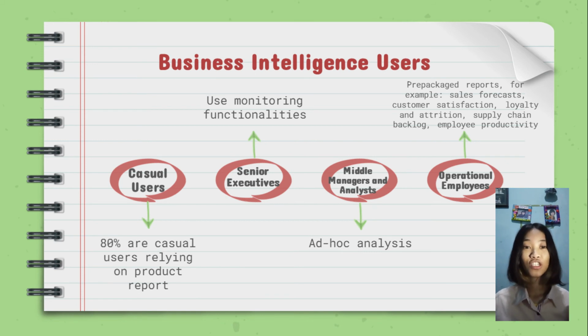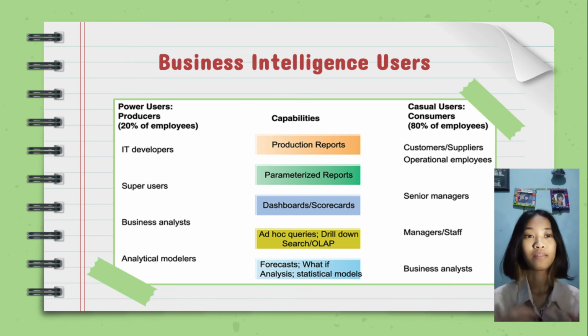In business intelligence, users also have 4 important groups, such as casual users, senior executives, middle managers and analysts, and also operational employees. As you can see here, the business intelligence users are power users, producers, following with capabilities, and casual users, consumers.